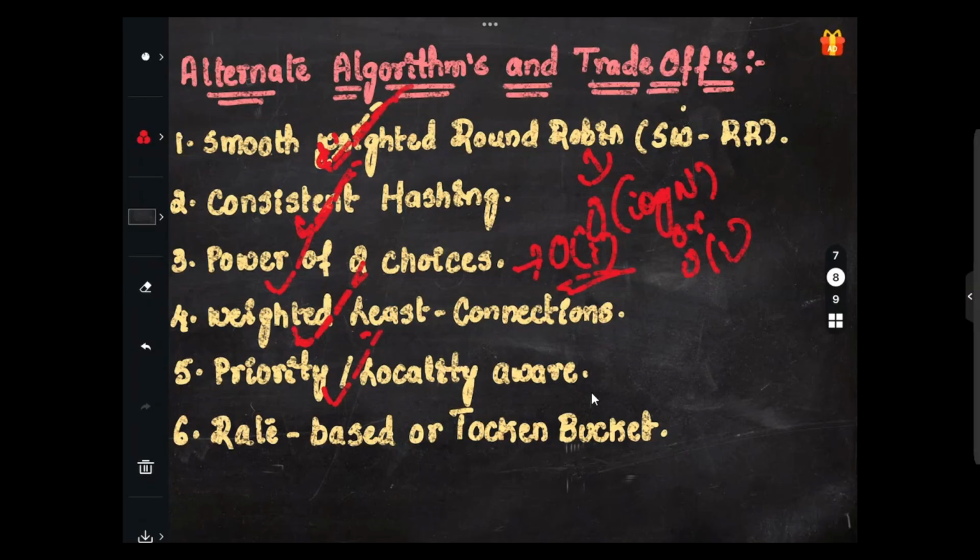Let's move on with the final one here, the rate based or token bucket. It is for per server QoS and client rate limiting. It requires counters as well as leaky bucket logic. So these are some of the alternative algorithms that we can think of, along with the trade-offs, nothing but the summary.